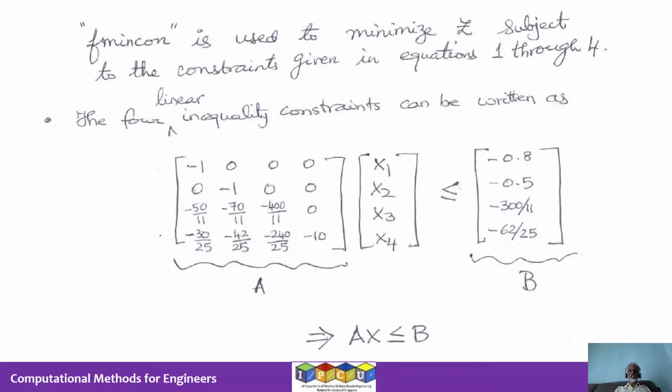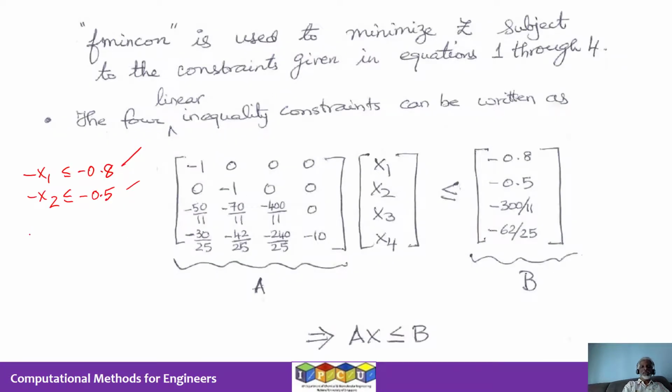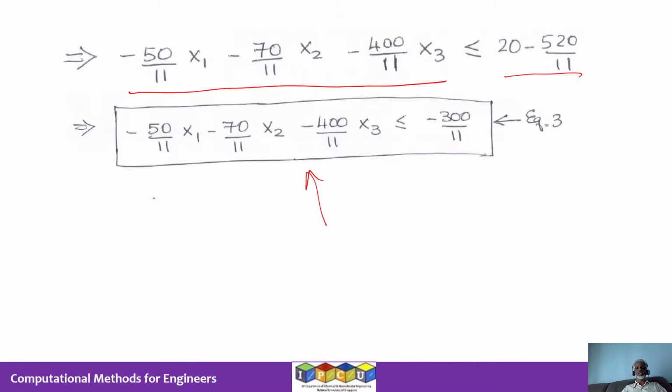And the four inequality constraints are: minus x1 less than or equal to minus 0.8, minus x2 less than or equal to minus 0.5. This is equation 1, this is equation 2. If you're looking for equation 3, it is going to be minus 50 by 11 x1 minus 70 by 11 x2 minus 400 by 11 x3 less than or equal to minus 300 by 11. So I just took it out from here.